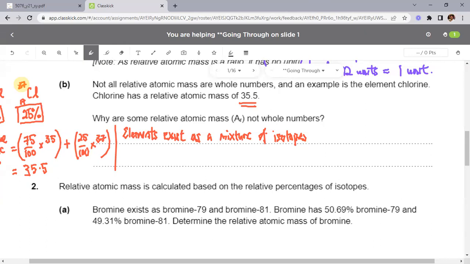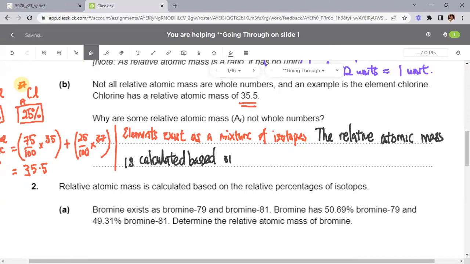Okay, so actually your elements exist as a mixture of isotopes. Just like chlorine 35 and chlorine 37, it is a mixture of two different isotopes, right? Then the relative atomic mass is actually calculated based on the relative percentages of the isotopes.